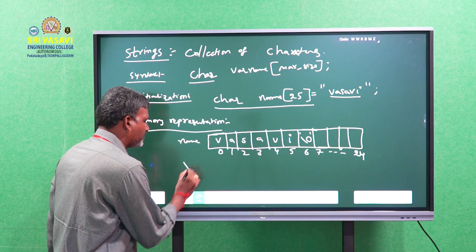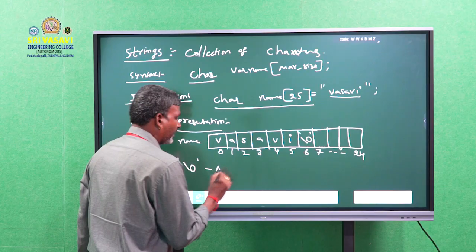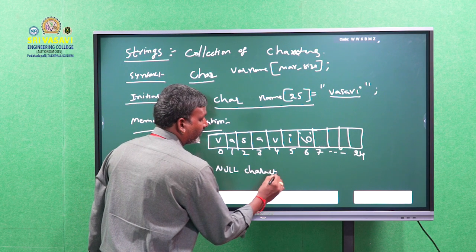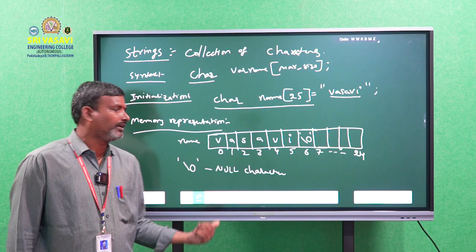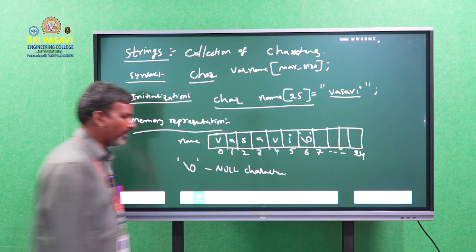\0 represents a null character, which indicates the end of the string.